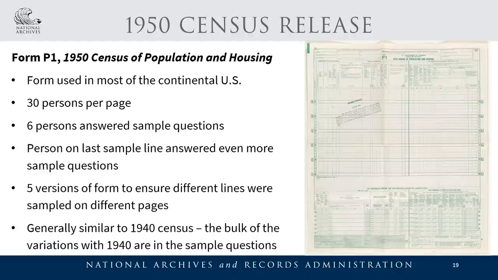It contained space for 30 persons per page, and 6 persons answered additional sample questions. Those people are designated by the bump outs that you see on the left and right margins of the form. The person on the last sample line answered even more sample questions. There were 5 versions of the form to ensure that different lines were sampled on different pages. The 1950 census is generally similar to the 1940 census. The bulk of the variations with 1940 are in the sample questions.